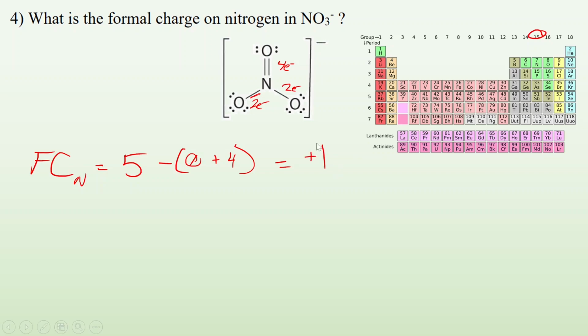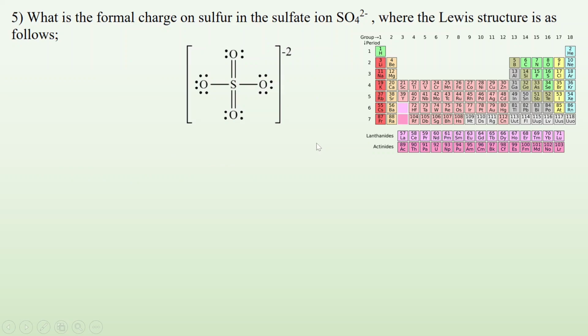There you go. Number 5, what is the formal charge on sulfur in the sulfate ion, SO4 2-, where the Lewis structure is as follows? So another one where they're giving us the Lewis structure, and they want to know, well, hey, what is the formal charge on that? So sulfur. If I take a look, sulfur is in group 16, which tells me that it has 6 valence electrons. Now we've got to subtract, well, how many electrons did it keep to itself? In this structure, none. It doesn't have any unshared electrons.